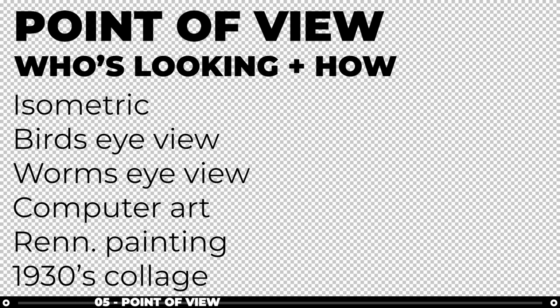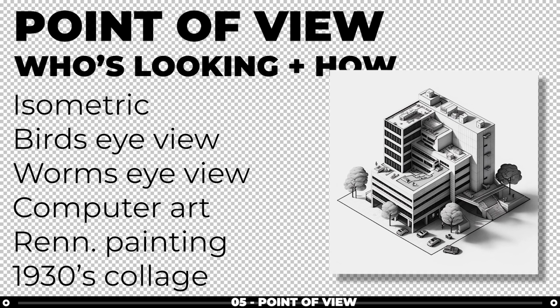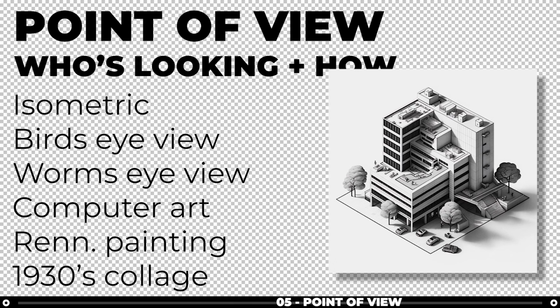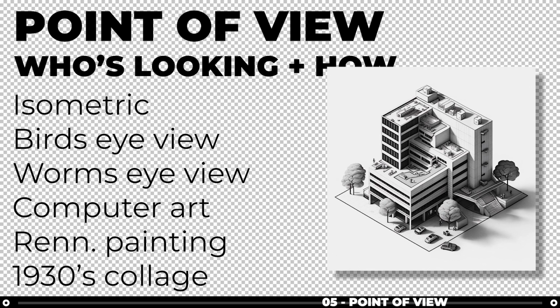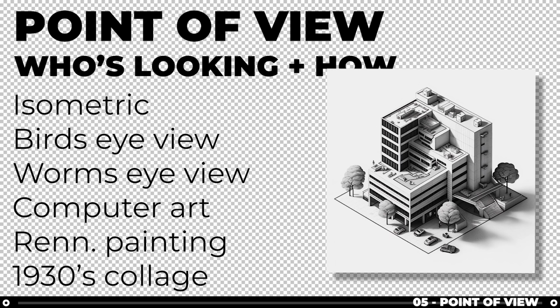POV, or point of view. Choose how the image is perceived and who is perceiving it. Is it an isometric, a bird's eye view, worm's eye view, or a construction drawing on a computer screen? Try to include a date and time that the image is in. For instance, if it should have qualities of a Renaissance painting or a collage from the 1930s.